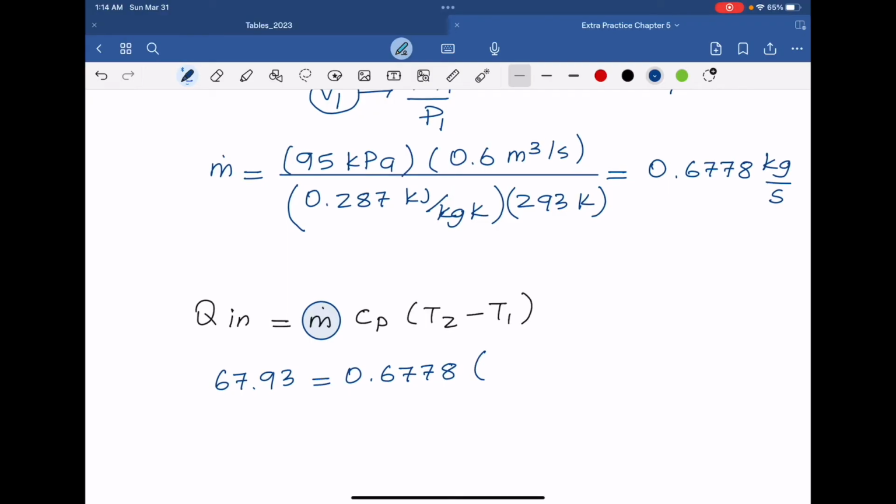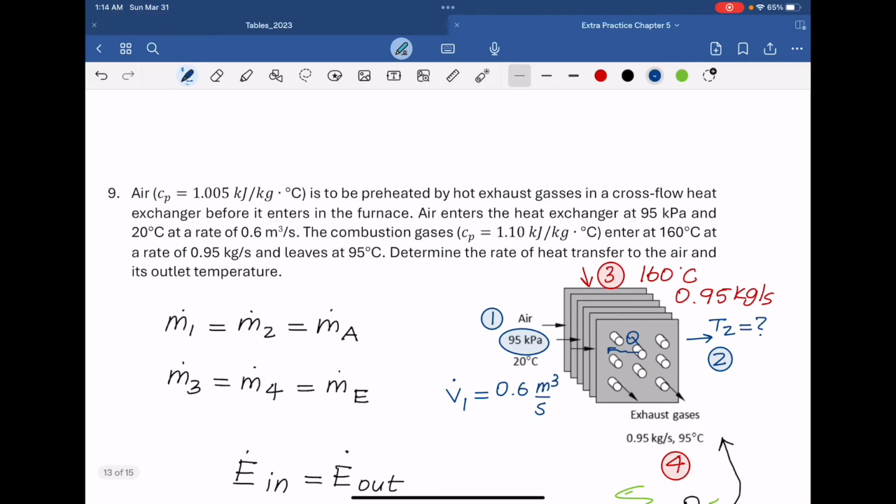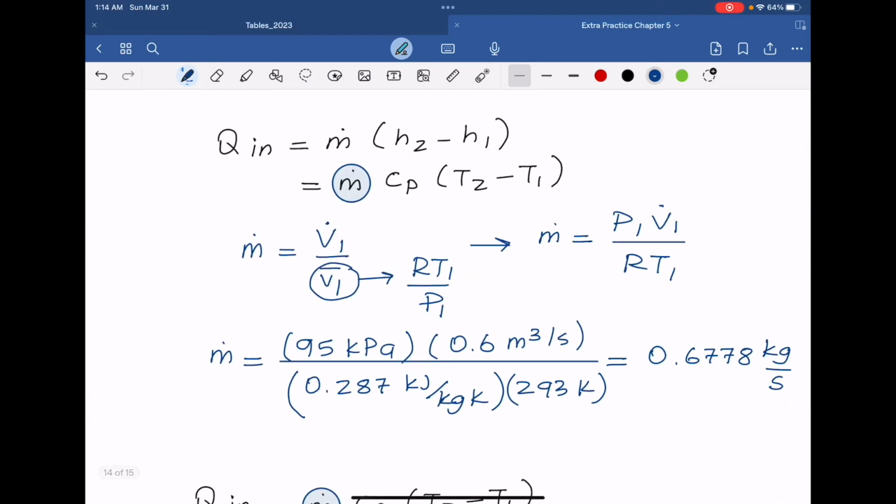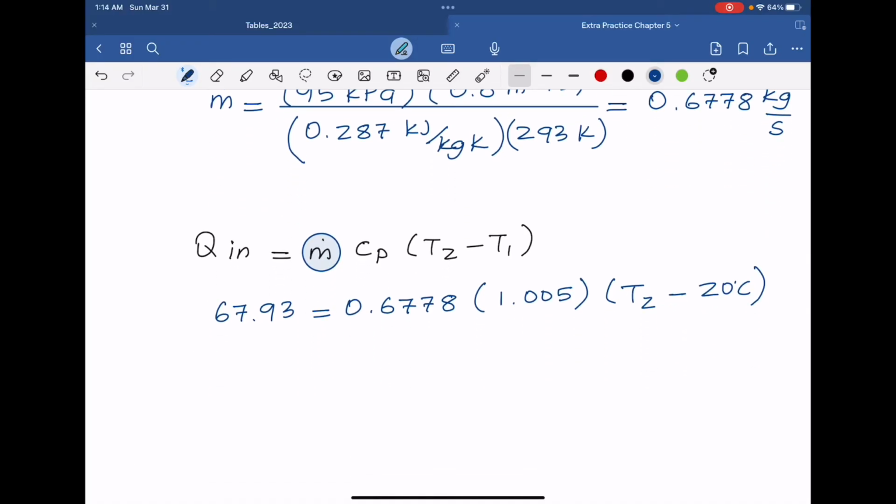Specific heat, they directly give it to us. Let's see. Yes. And then temperature is what we are trying to figure out, and at the inlet it was 20 degrees Celsius. Let's check it. Correct. Okay, so if you solve this for T2, it should be 120 degrees Celsius. It is good because air temperature is expected to increase due to the heat interactions with the exhaust gases.